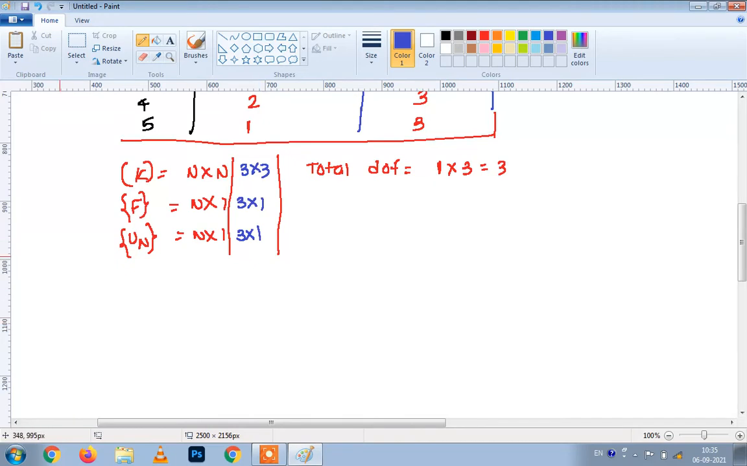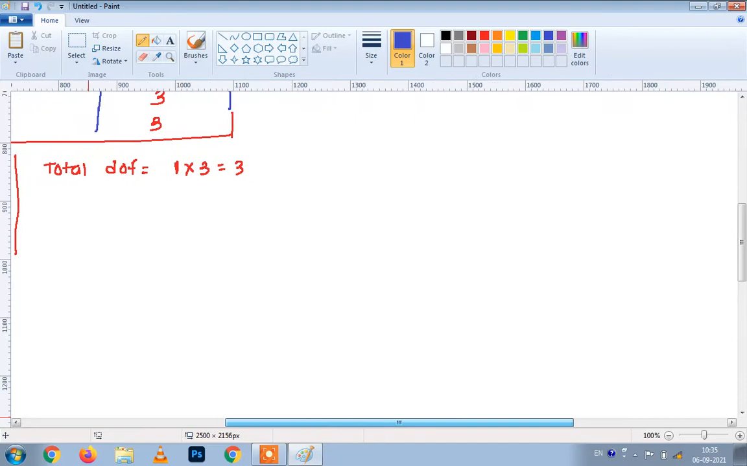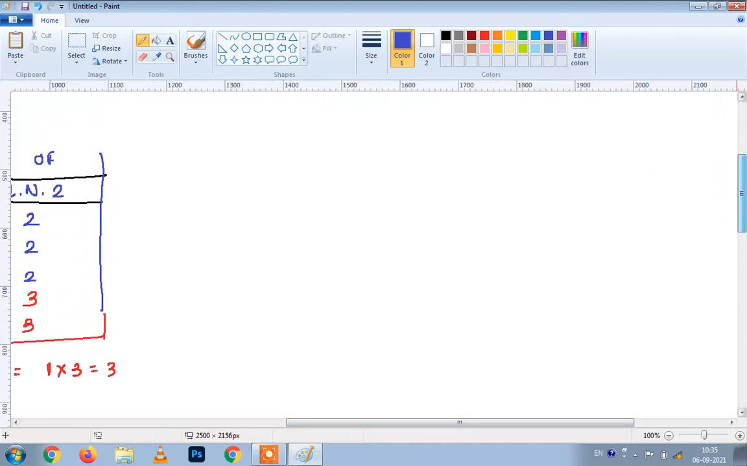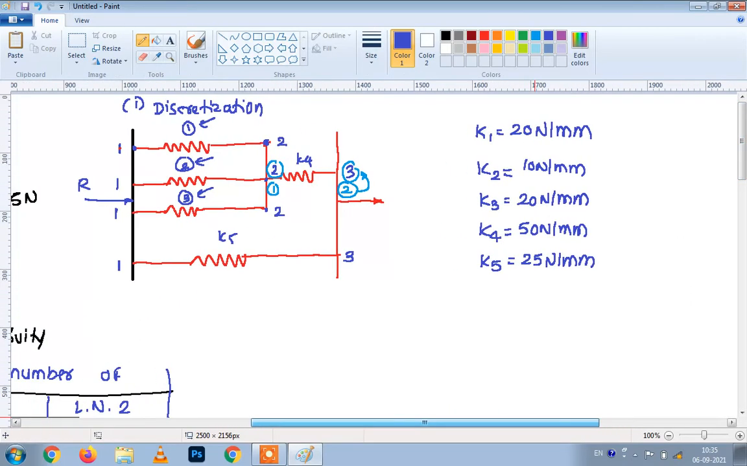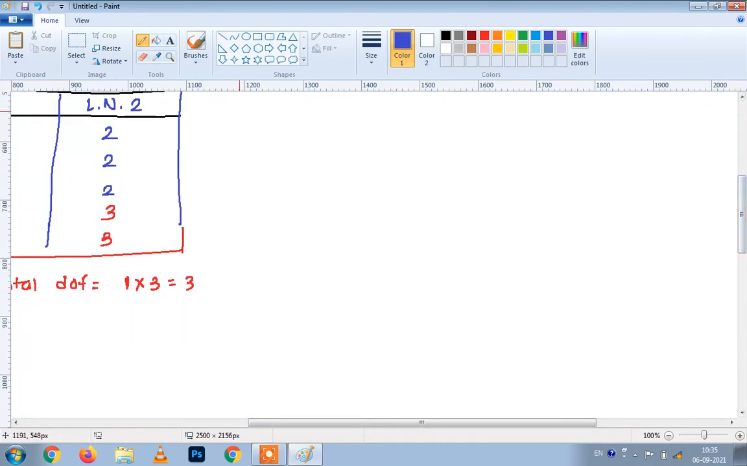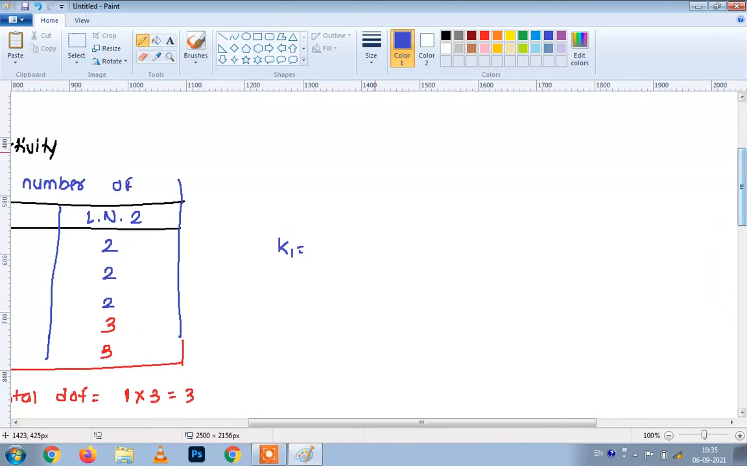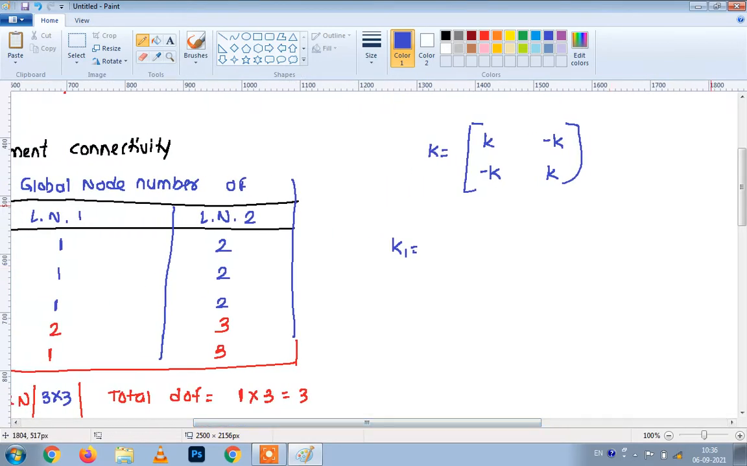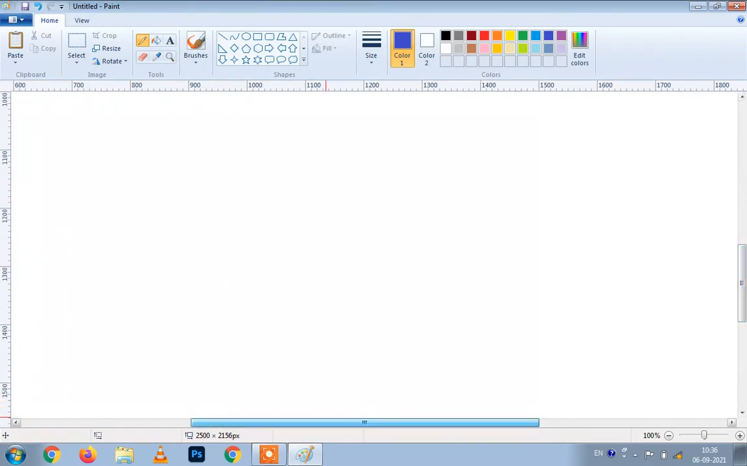Now, we are going to see the individual elements. For each individual element, we are going to see the individual stiffness matrix. So, here we will start with K1. I will write down first the formula for K. K stands for the stiffness: K, minus K, minus K, K. For the first element, we will write it here so that it will save our time while combining the global stiffness matrix.